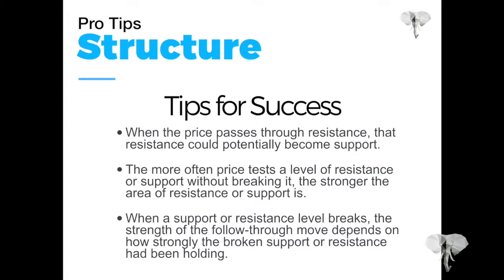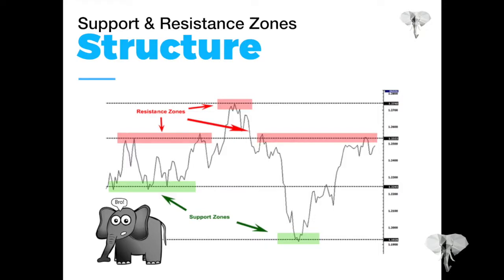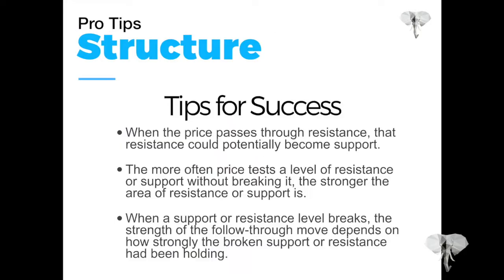So when support or resistance levels break, the strength of the follow-through move depends on how strongly the broken support or resistance has been holding. If we go back here, once again, to the left-hand support zone, we can see that it was support for 4 touches on the zone, which means it had some significant resistance. And when it broke through, it just dropped. And that's what it's talking about right here.